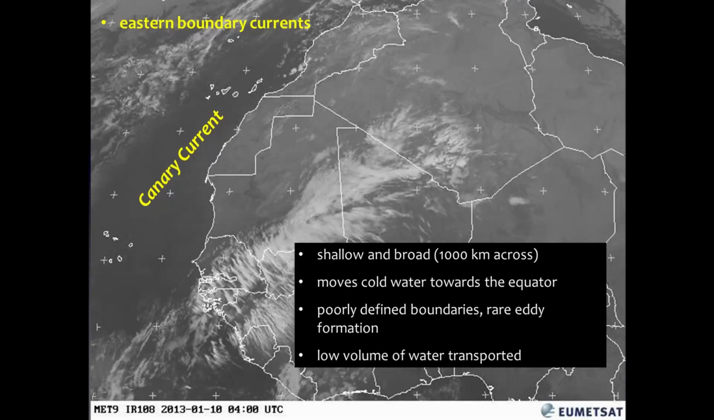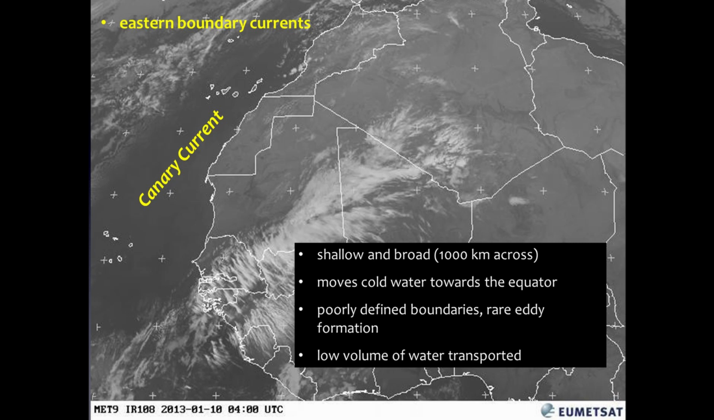of Japan. We also have eastern boundary currents, and eastern boundary currents could be thought of as the counterpart to the western boundary current. So in the North Atlantic gyre, we have the Gulf Stream as the western boundary current. Over on the eastern side of the Atlantic, we have the Canary Current as the eastern boundary current. We find some significant differences between the currents. We find that these boundary currents are shallow and broad. They might be, instead of 100 to 200 kilometers across, up to 1,000 kilometers across. Instead of moving warm water towards the poles, it moves colder water towards the equator.